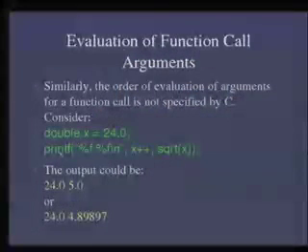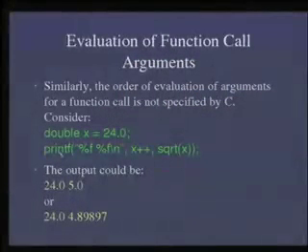Similarly, the order of evaluation of arguments for a function call is not specified by C. You know that we use several library functions in most of our programs, and when we pass parameters or arguments to these functions, the order in which these arguments are evaluated is again not specified by the C language. It's up to the compiler. So let's see an example.